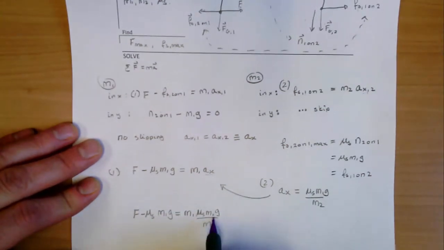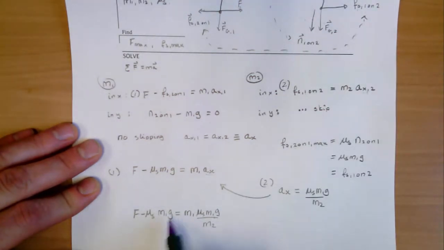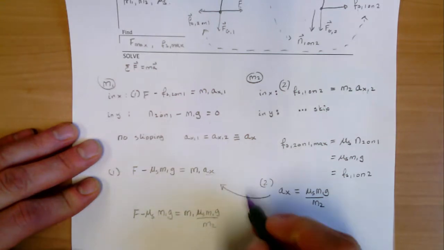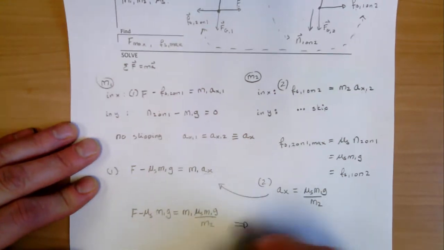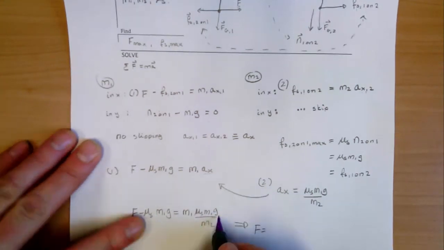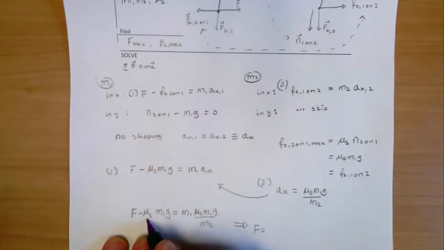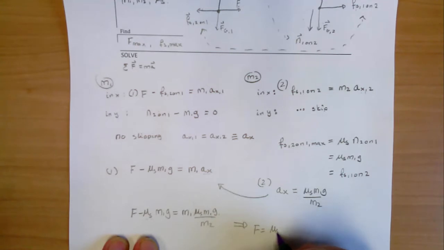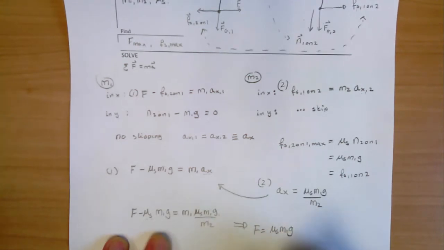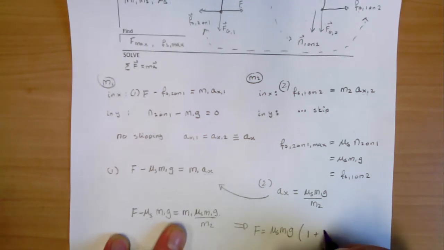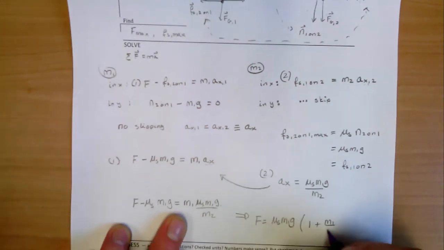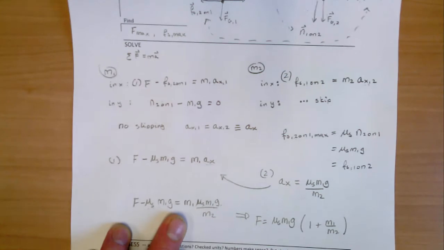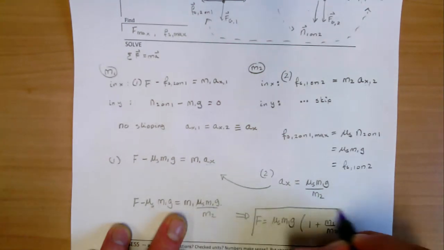All right, let me put this on this side and massage it. But as you can see now, I have just F in terms of mu s, m1 and m2. So essentially, that must be the answer. So F must be equal to, I'm going to put this on this side, and I can probably factorize this. So I get mu s m1 times g times 1 plus m1 over m2. And this must be the answer.